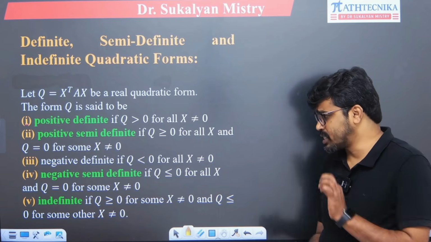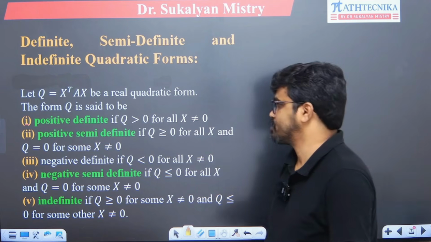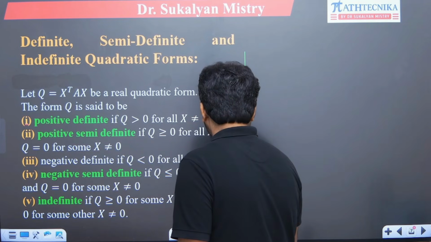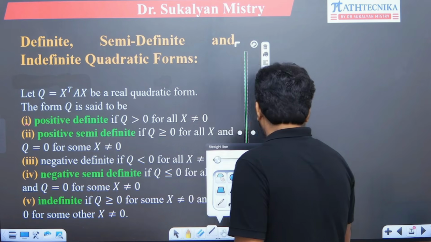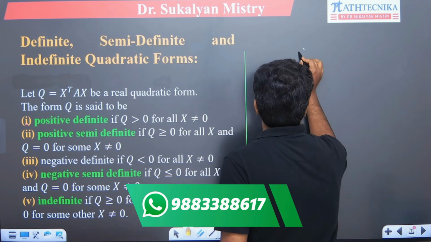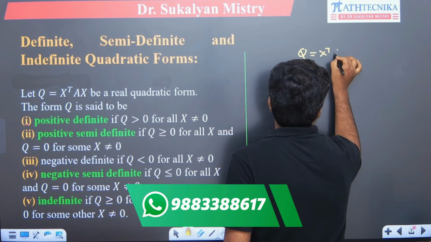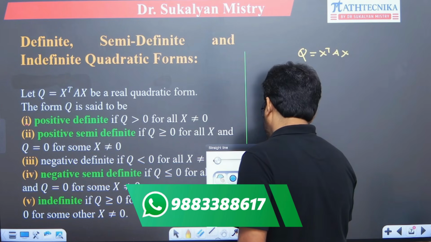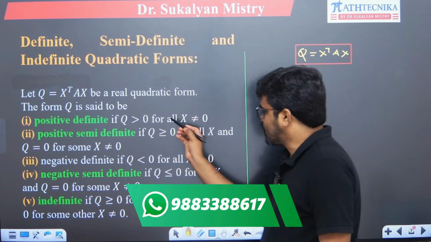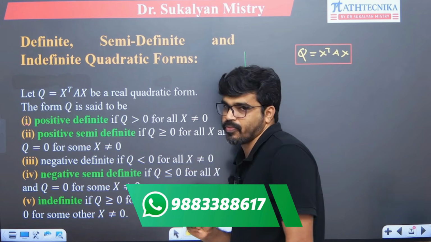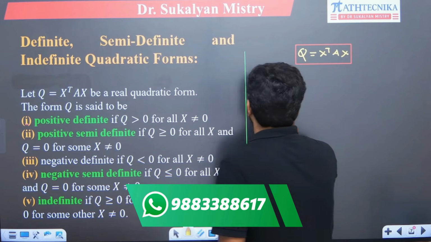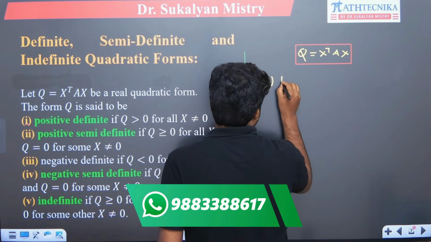definite, what is negative semi-definite, and what is indefinite. That is very important. What is positive definite? A real quadratic form, suppose Q, a real quadratic form, that is X transpose AX. This is positive definite if Q is greater than 0 for all X. If Q is greater than 0 for all X not equal to 0. So that means it is positive definite.